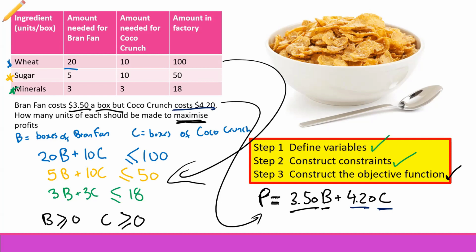So this is sort of how I'm thinking, because there's only 50 of sugar and it's 10 to make Cocoa.